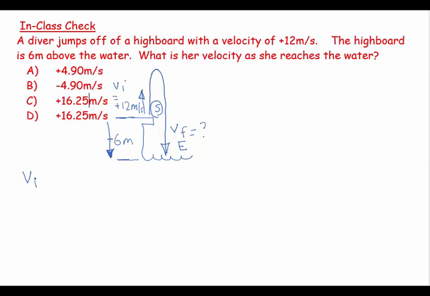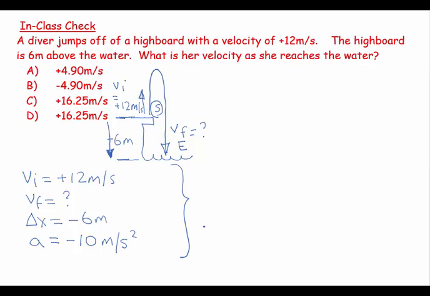So I can say my Vi is equal to plus 12 meters per second. I can say that my Vf is what I want. I can say that my displacement is minus 6 meters, and I can say that my acceleration, as always, is minus 10 meters per second squared. So my job now is to combine these things to get an equation that links these parameters.